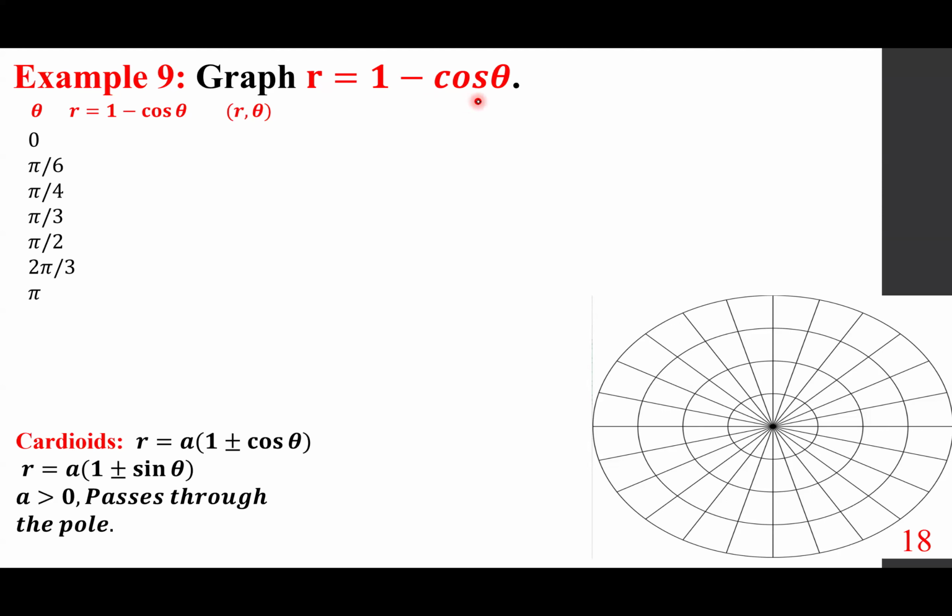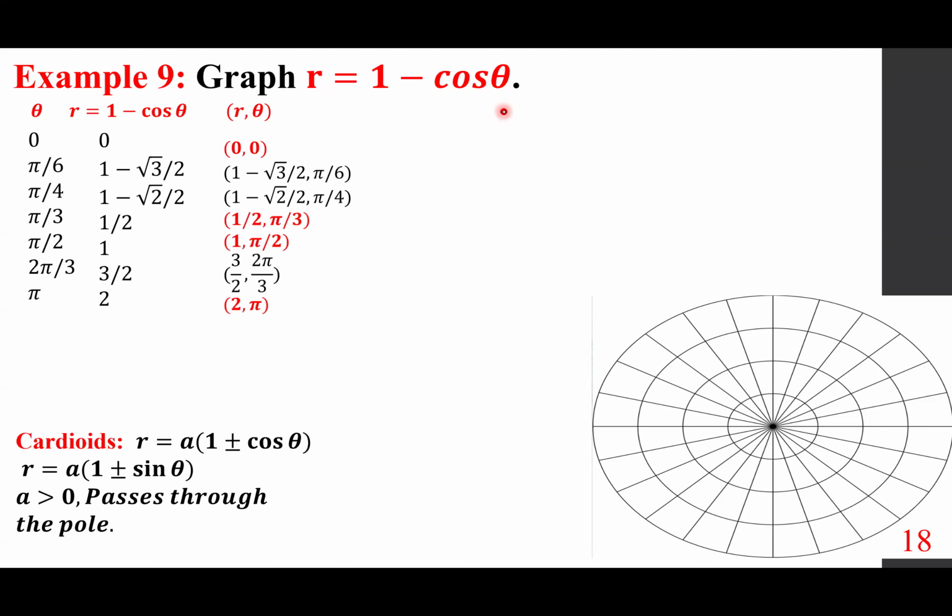And if I put pi, cosine is negative 1, 1 minus negative 1 makes it plus 1, so they add up to 2. And those are the pairs.